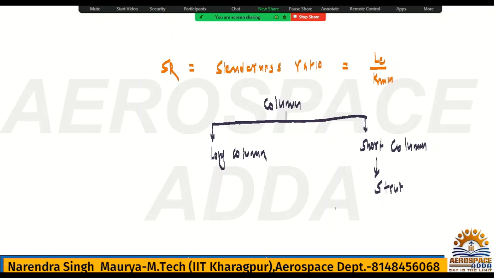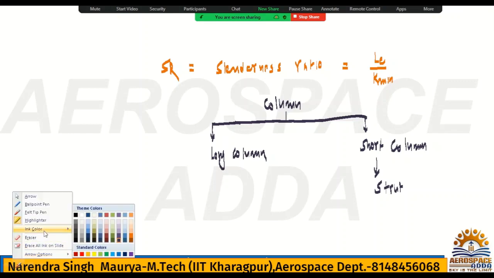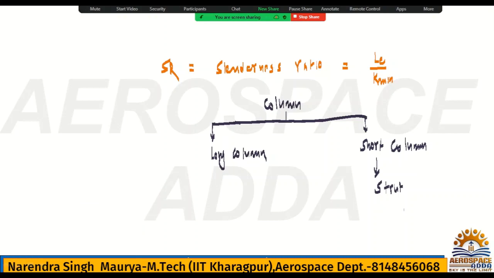Anyway, if the slenderness ratio is less than or equal to 40, then it will be a short column or strut.